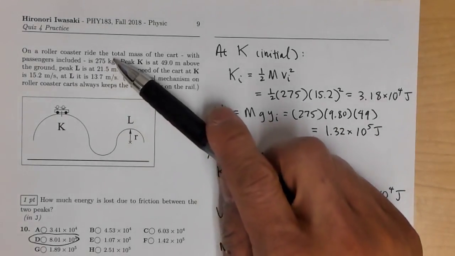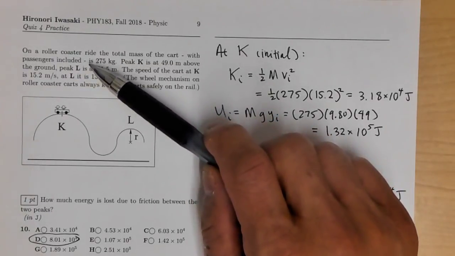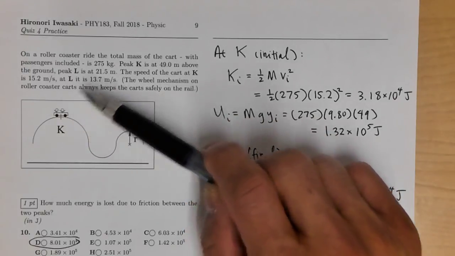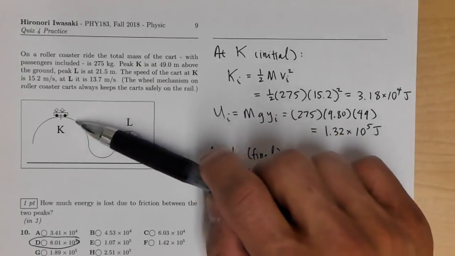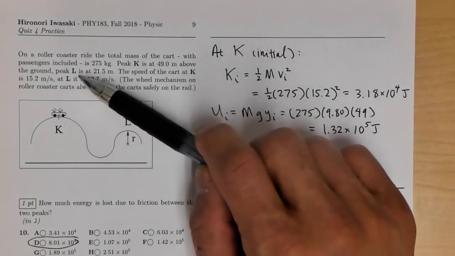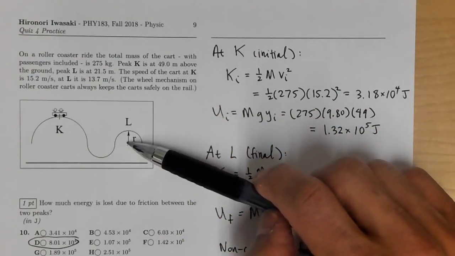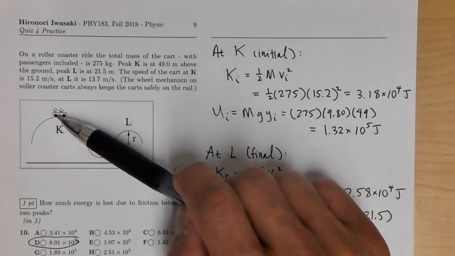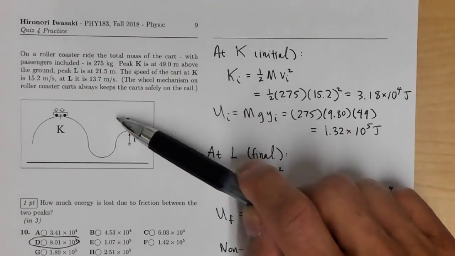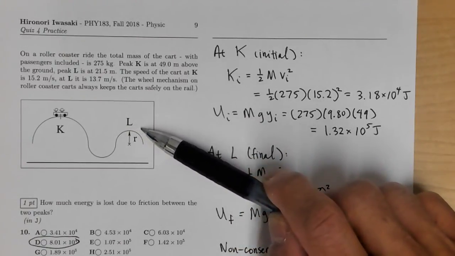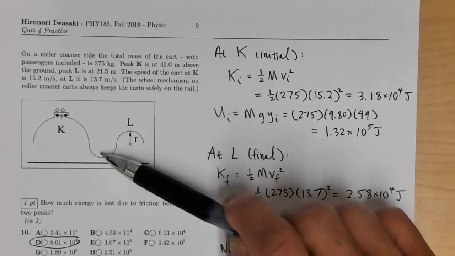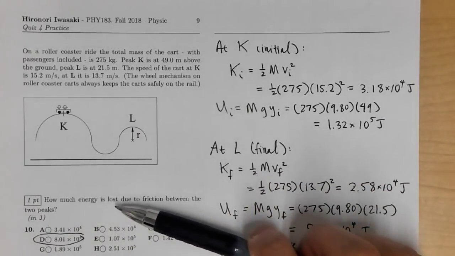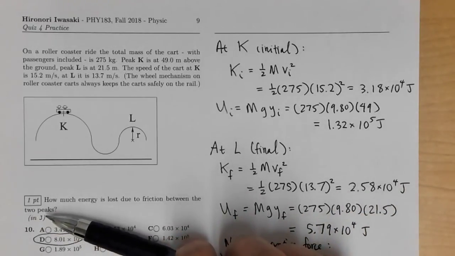On a roller coaster, the total mass of the cart with passengers included is 275 kilograms. At this peak here, K, which we'll take as initial, is 49 meters above the ground. The peak here, which we'll take as final, is 21.5 meters. At K, the speed is 15.2 meters per second. At L, the speed is 13.7 meters per second. And the cart stays on the rails. The question is, how much energy is lost due to friction between the two peaks?